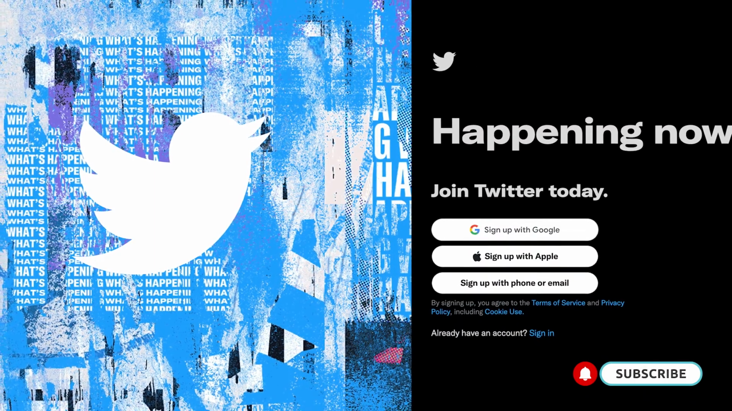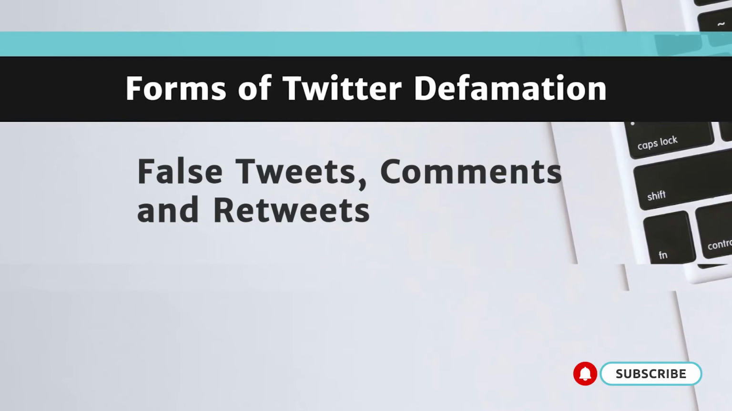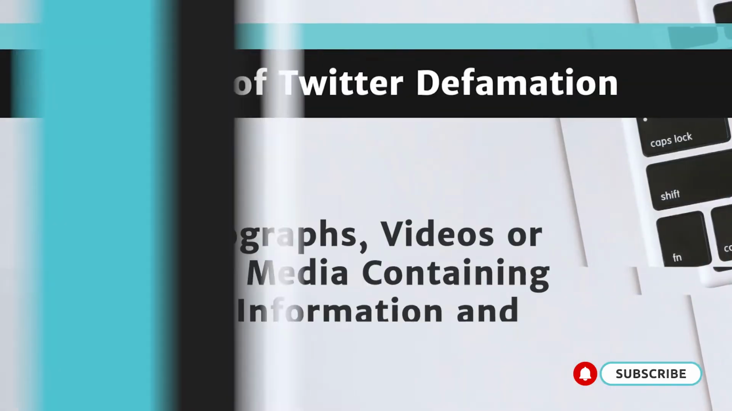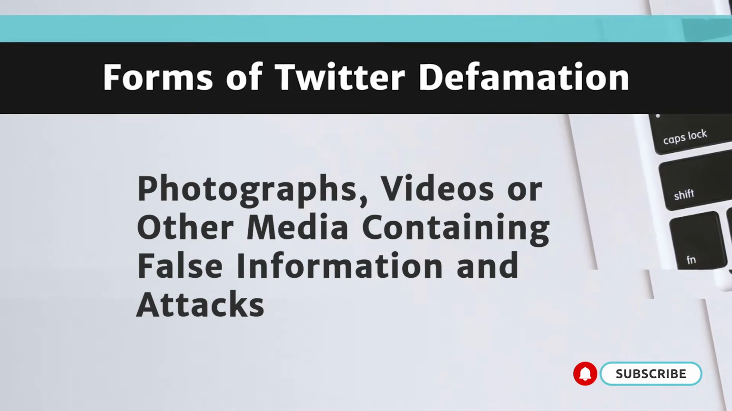Defamation published on Twitter can spread to hundreds or thousands of people within seconds. Time is of the essence when dealing with this problem, so you can minimize the personal and professional damage being levied on you as much as possible. Common forms of defamation on Twitter include false tweets, comments and retweets, fake profiles and accounts, and photographs, videos, or other media containing false information and attacks.